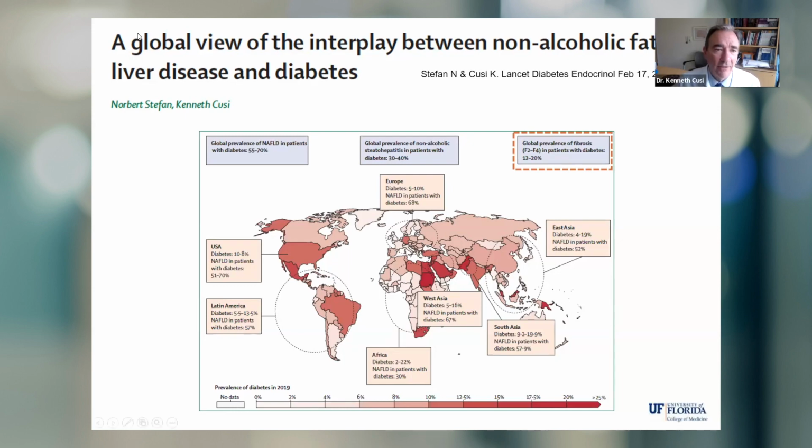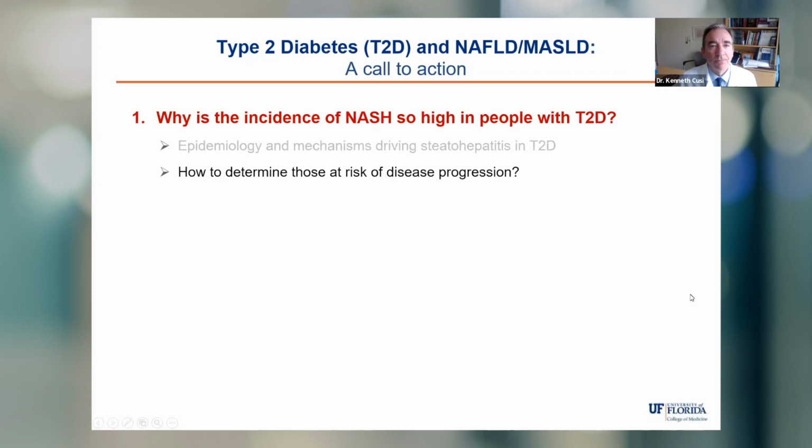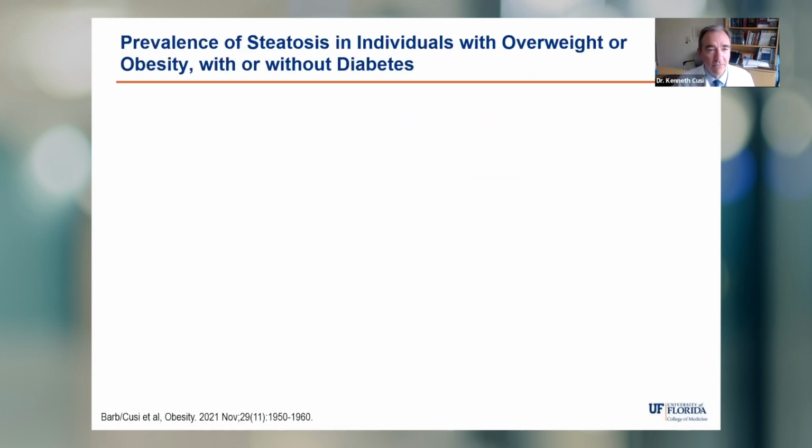What we did here with Professor Stefan, an endocrinologist in Germany, we plotted the rate of type 2 diabetes to that of steatosis and steatohepatitis and fibrosis. And as you very well guess, where there's more diabetes in all these regions in Middle East, some countries in South America, United States, you get more steatohepatitis. The question is, why? So let's see if we can unpack that. If we understand why, you will understand who are those at higher risk of disease progression, okay?